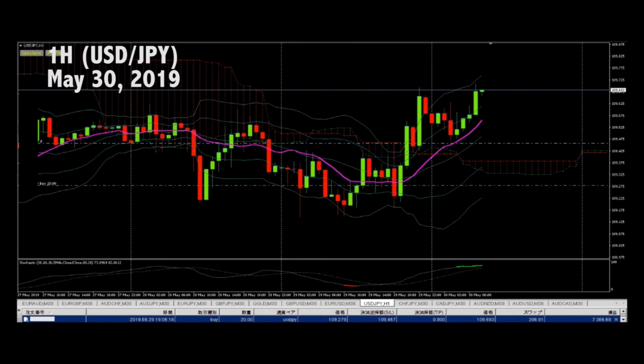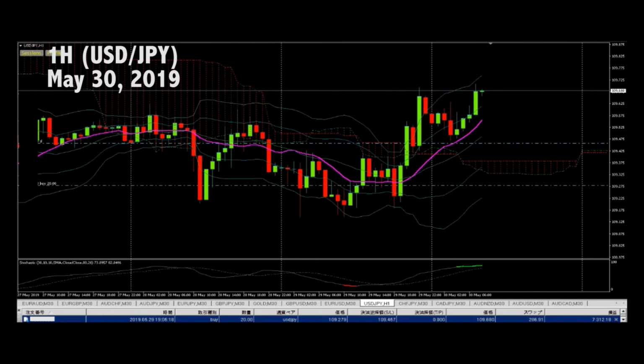The Ichimoku cloud is not working in this 1-hour chart today, as the cloud appears to be thin and moving horizontally. But when you look at the moving average, the current price is above the line, so there's no reason for me to take profit at this moment unless the price breaks downwards, just like the 5-minute chart we saw earlier.